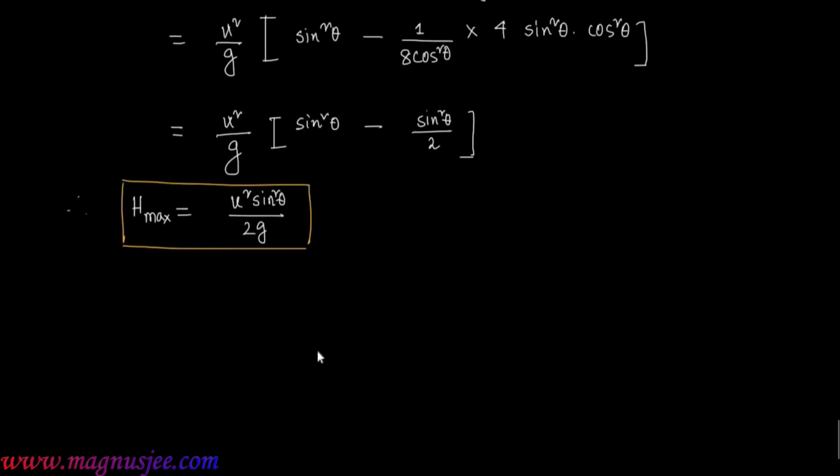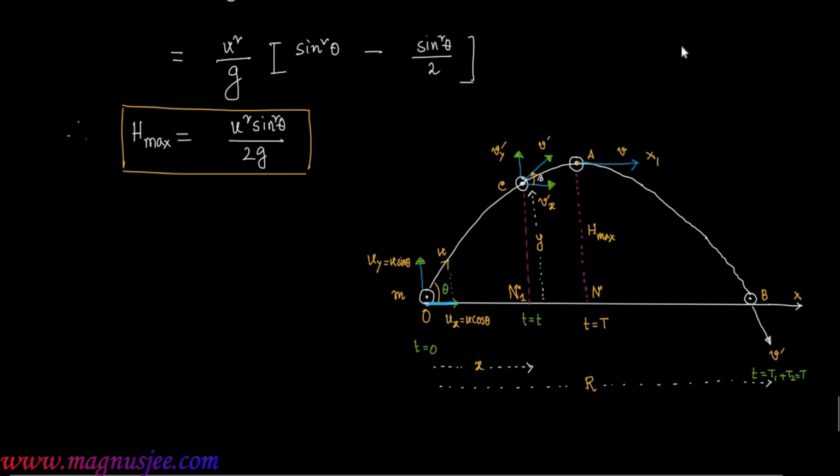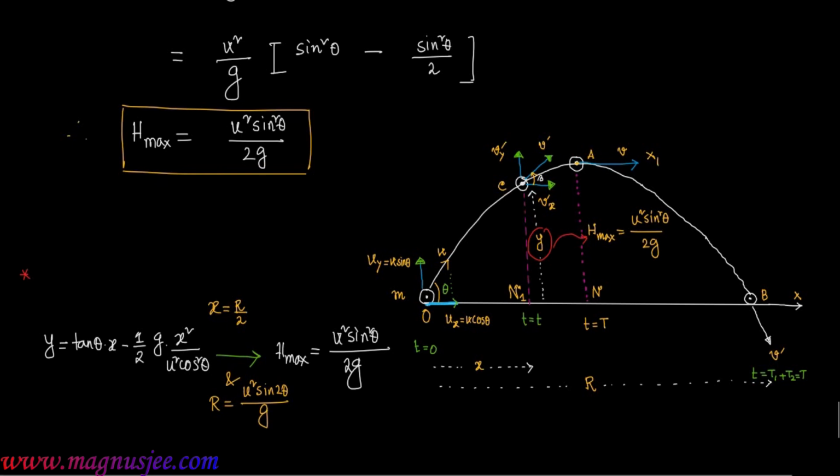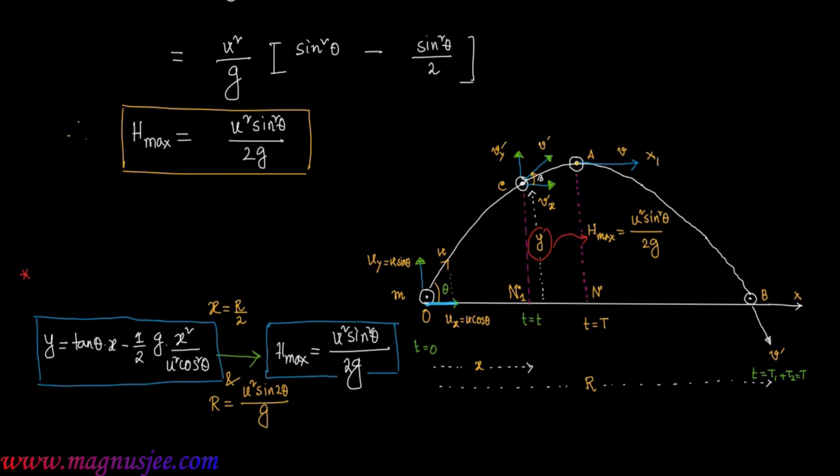h max is equal to u square sine square theta divided by 2g, which is derived from the formula of the instantaneous height y. That is, from the expression of y equal tan theta x minus half g x square divided by u square cos square theta, we can prove the expression of h max. Here x, the horizontal displacement, will be equal to R by 2 at the highest point, and R is equal to u square sine 2 theta divided by g. Thus the maximum height of the projectile is h max equal to u square sine square theta divided by 2g.